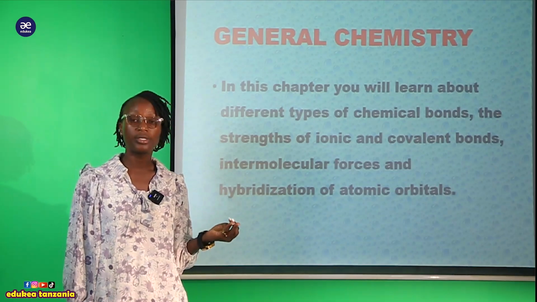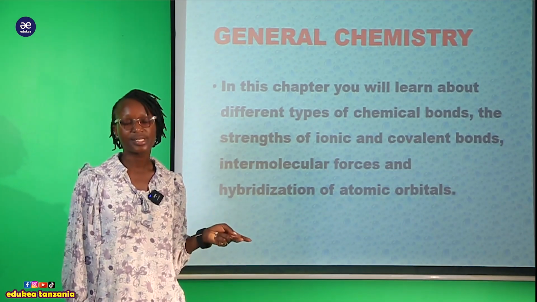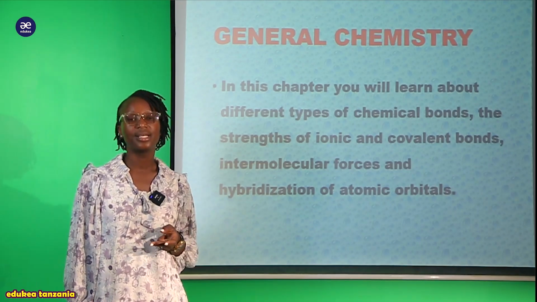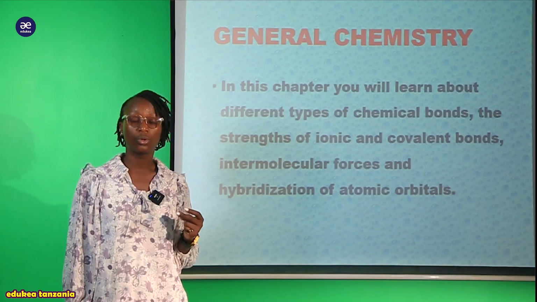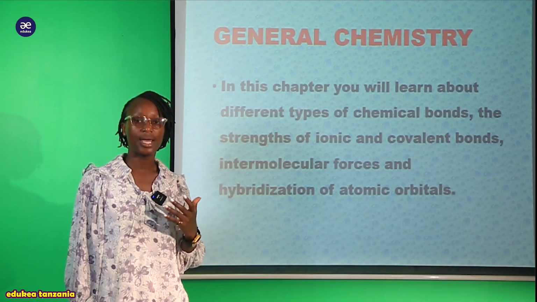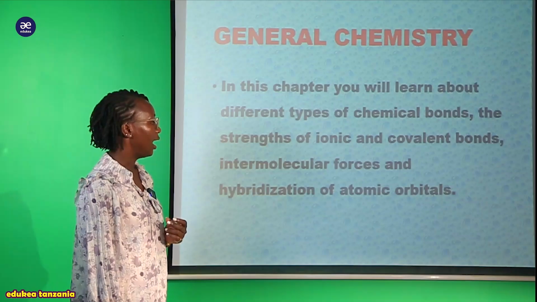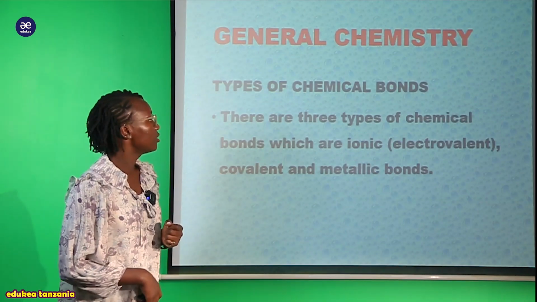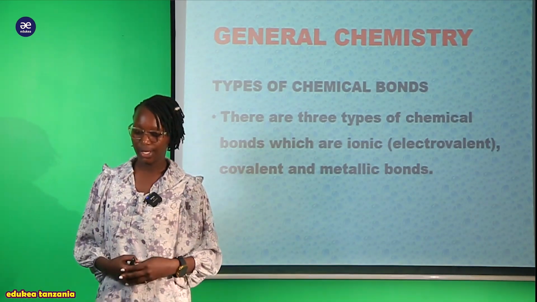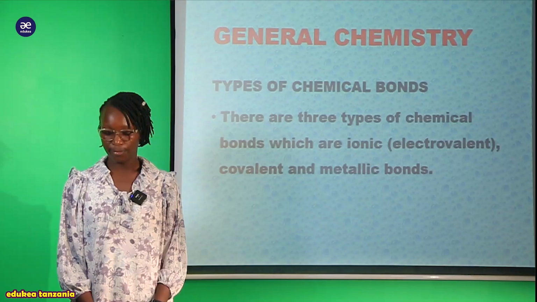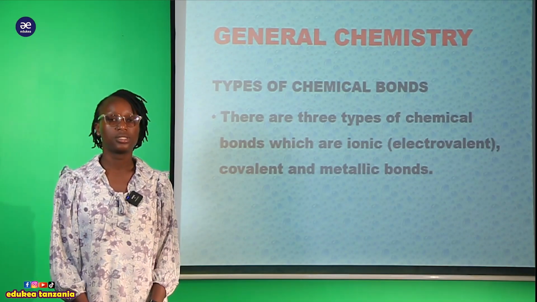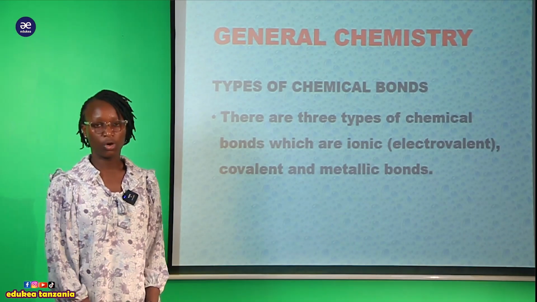So these are the main things we are going to cover in this chapter of the chemical bonding. The types of bond, strengths of the ionic and covalent, but also we are going to look at the issue of intermolecular forces and the hybridization of the atomic orbitals. So now let us start with the issue of the types of chemical bonds.